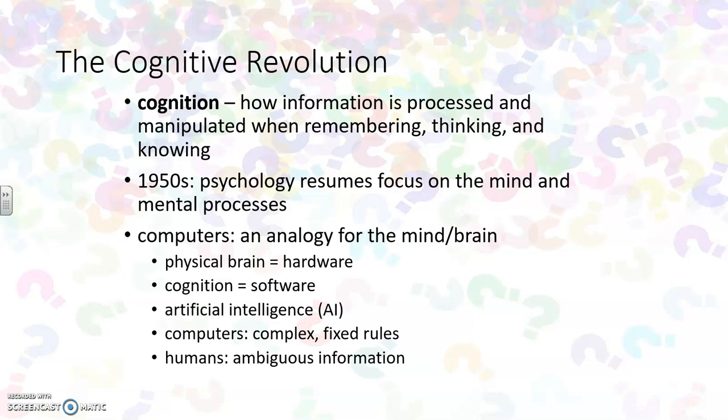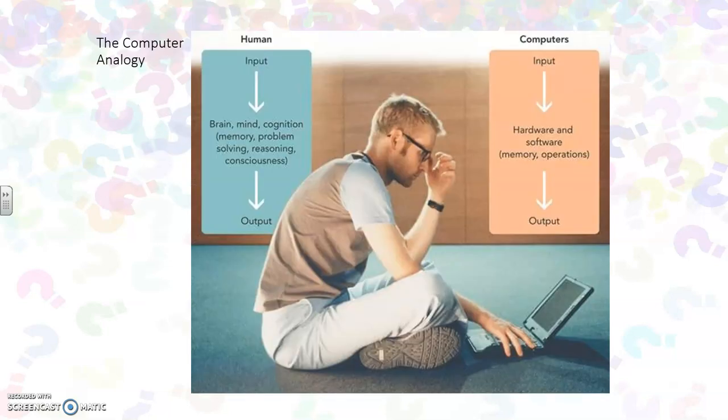which they kind of came up with, hey, our mind is kind of like a computer. This is where computers start to come about. They're ginormous. One computer fills up a whole room. But our brains are very similar. So if you guys look at this next slide, as a human, you have input, your brain, your mind, cognition, all that happens, and then there's an output. Similarly enough, with computers, there's input, there's hardware and software, memory and operations, and then there's an output.